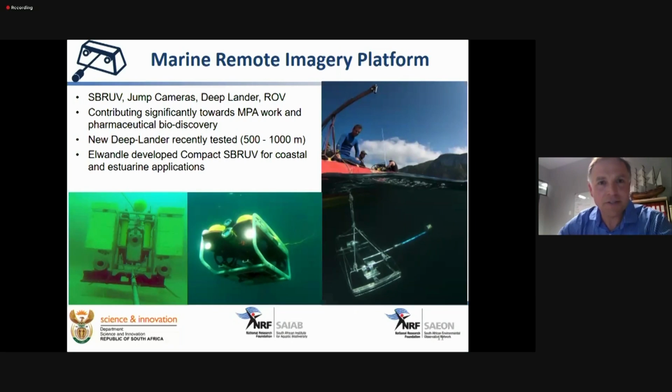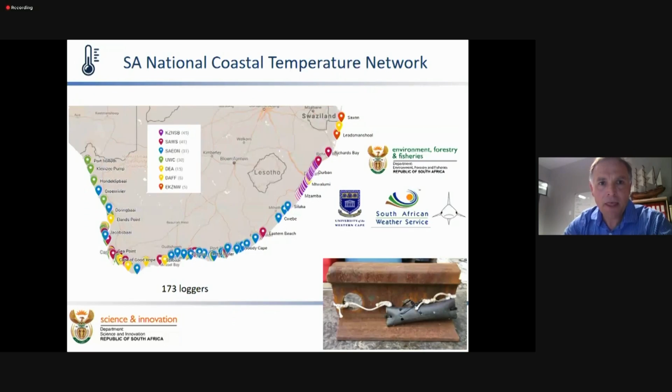We also run a marine remote imagery platform consisting of a suite of instruments that most people would be familiar with. And the purpose of these is to collect data on biodiversity, to do biodiscovery, and to do resource studies such as fisheries management in marine protected areas and so forth.